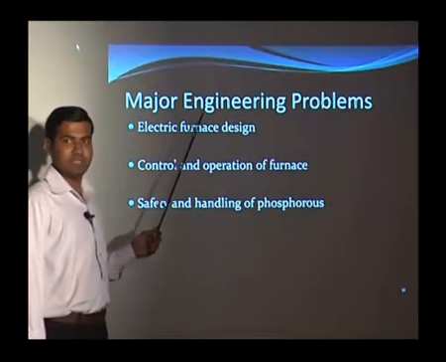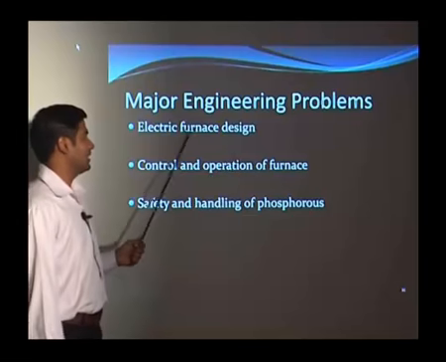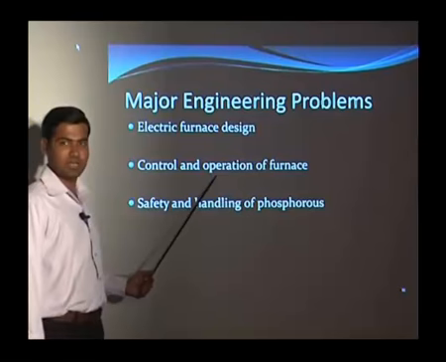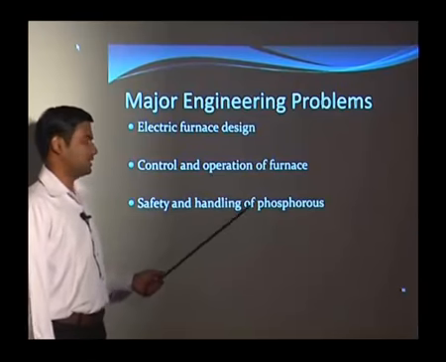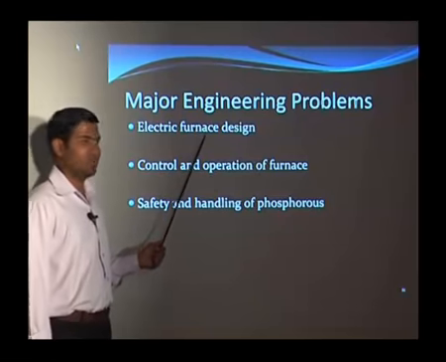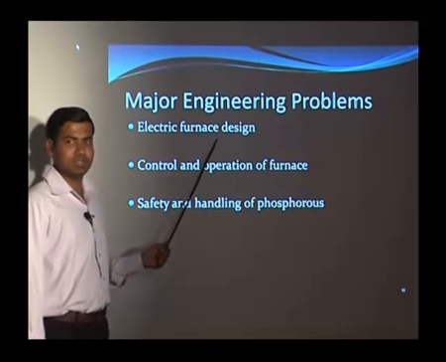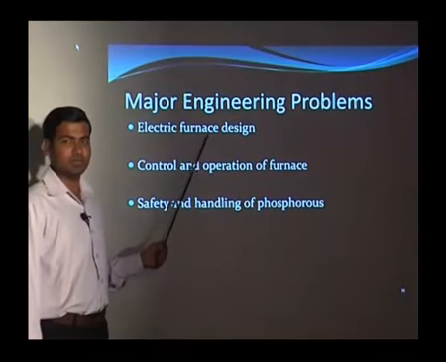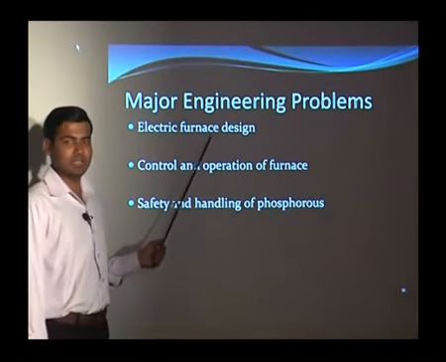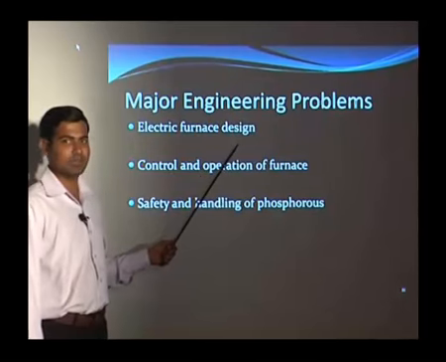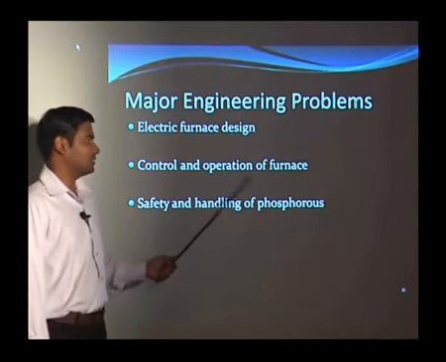So the major engineering problems in elemental phosphorus production are, first, the electric furnace design, second, the control and operation of the furnace, and third, the safety and handling of the phosphorus. In the electric furnace design, we should have the correct voltage so that it leads to the correct reaction temperature. The reaction temperature should be around 1400 to 1500 degrees Celsius. Only then will the phosphorus be reduced from its compound form and we get the elemental phosphorus. The second one is control and operation of the furnace.